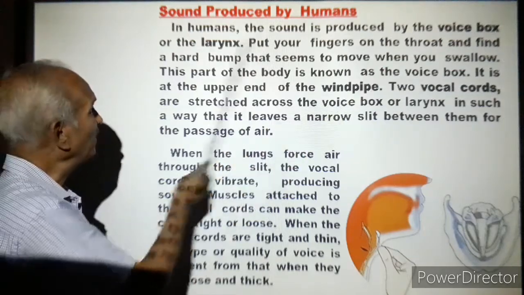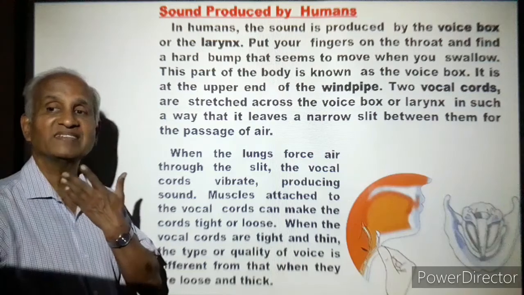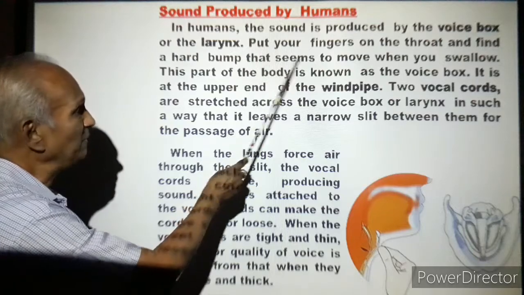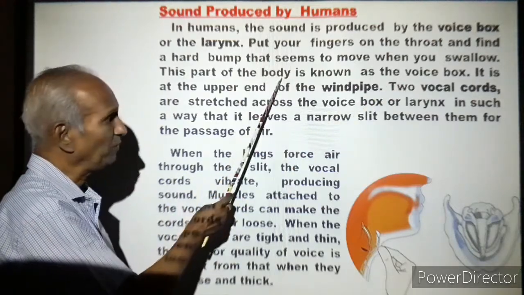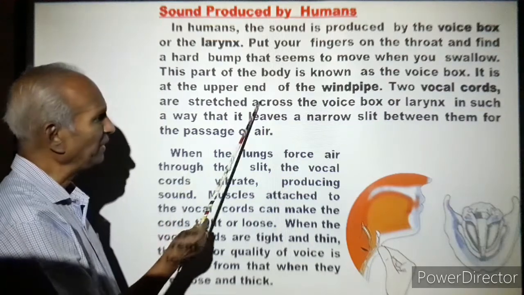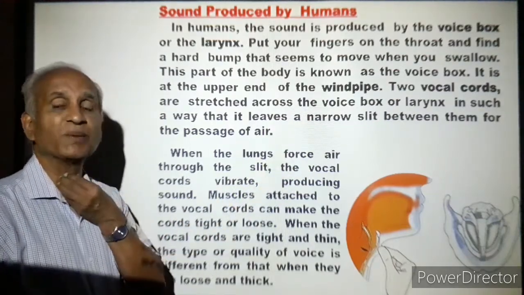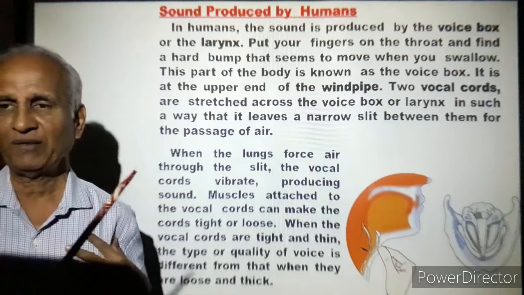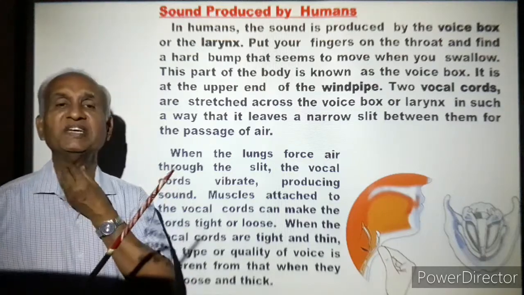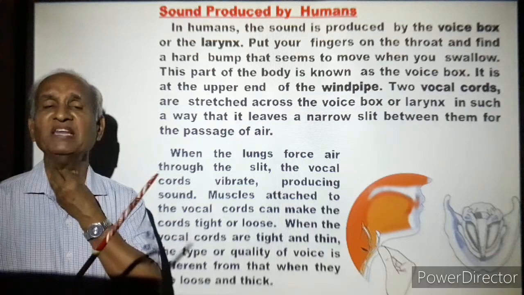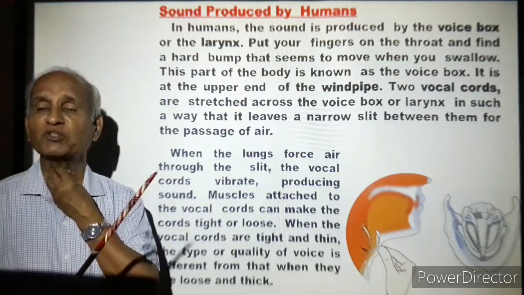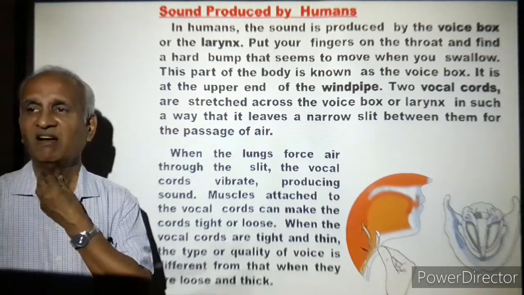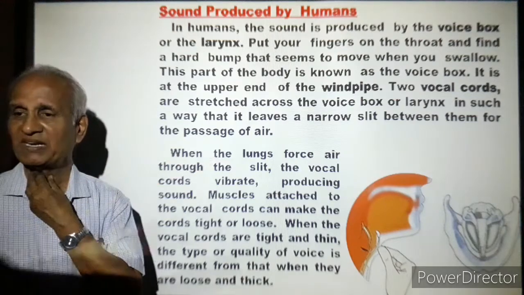Put your fingers on the throat and find a hard bump. Something like a road bump. You feel it there. That seems to move when you swallow. This part of the body is known as the voice box. It is at the upper end of the windpipe. The windpipe starts from there, it goes down and it goes into the two lungs, the left and the right lungs. Through the voice box, as the air passes through, the sound gets systematically produced.